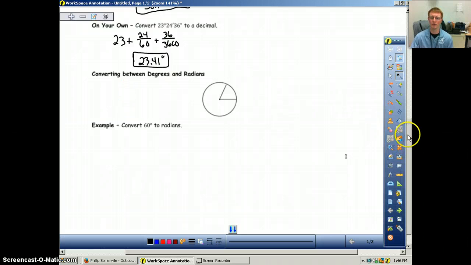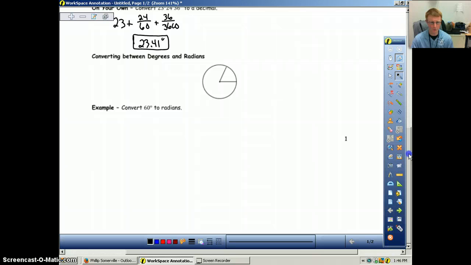Now let's talk about radians and degrees. So the difference between radians and degrees is they're the same. They still are measuring an angle.